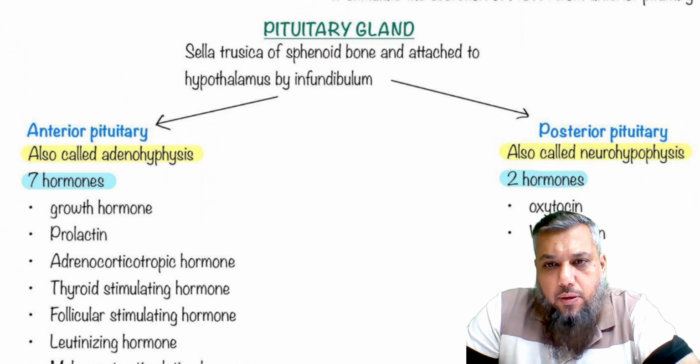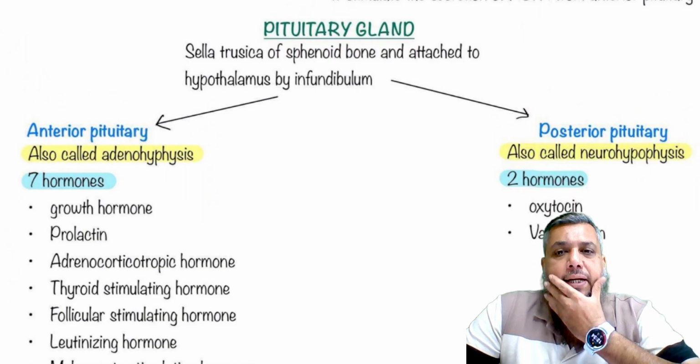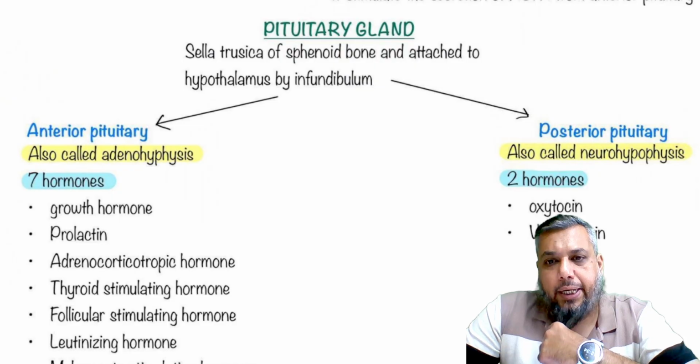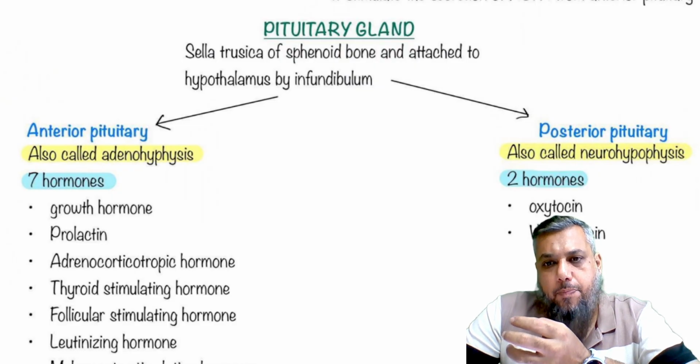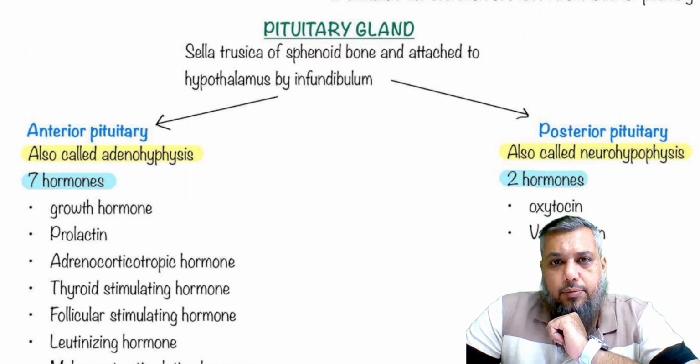Now then, we have seen that the hypothalamus is the real master endocrine gland because it controls both the anterior pituitary as well as the posterior pituitary.